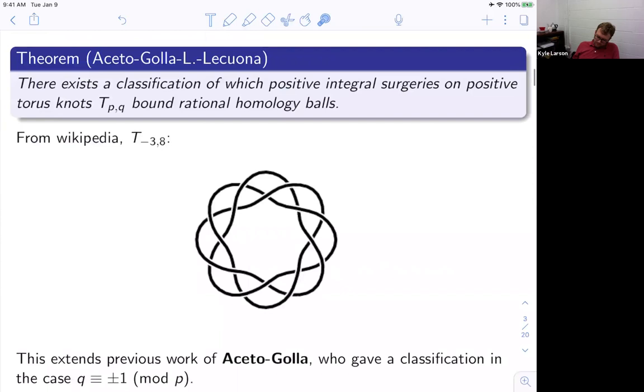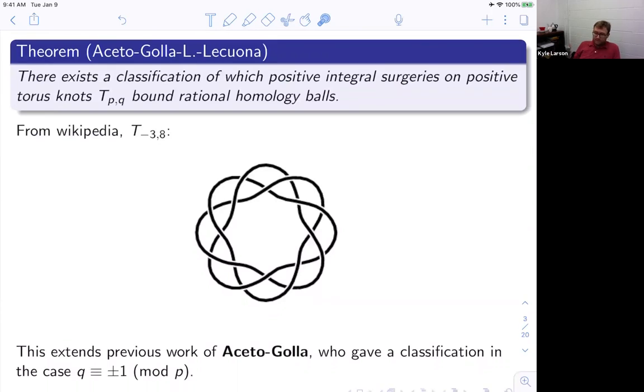So this is one way to state our main theorem: there exists a classification of which positive integral surgeries on positive torus knots, T_{P,Q}, bound rational homology balls. And it fits into this framework because, it turns out, and I'll mention this later, these are all Seifert fibered spaces. So it fits into this one groove where we've been able to make progress on this question.